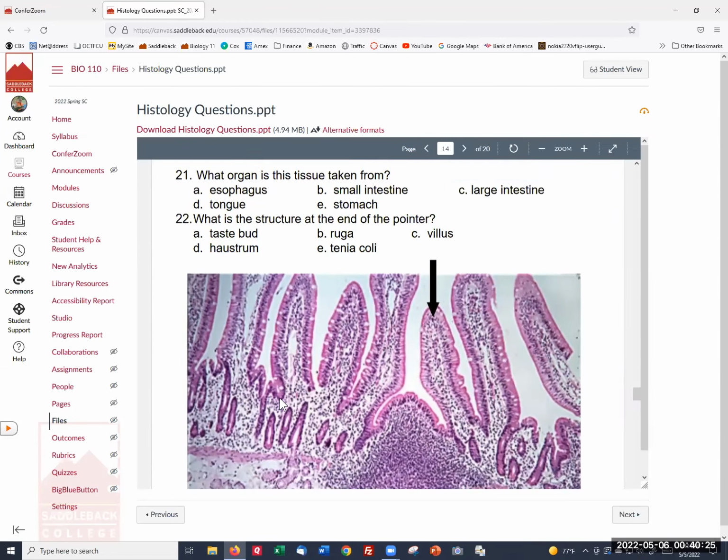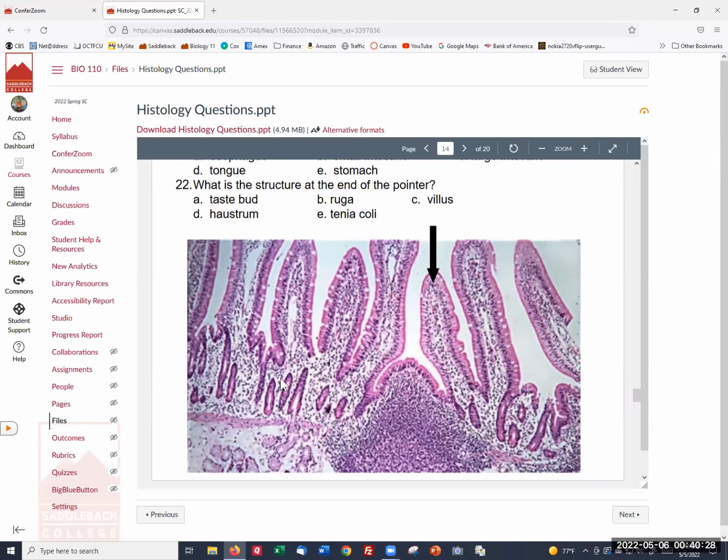But that wasn't 22. I've got 22 on the screen. Can you see it? Okay. It's what's the structure? We didn't answer that. We skipped it. That's a villi or villus, singular. That's a villus. Only the small intestine has villi.